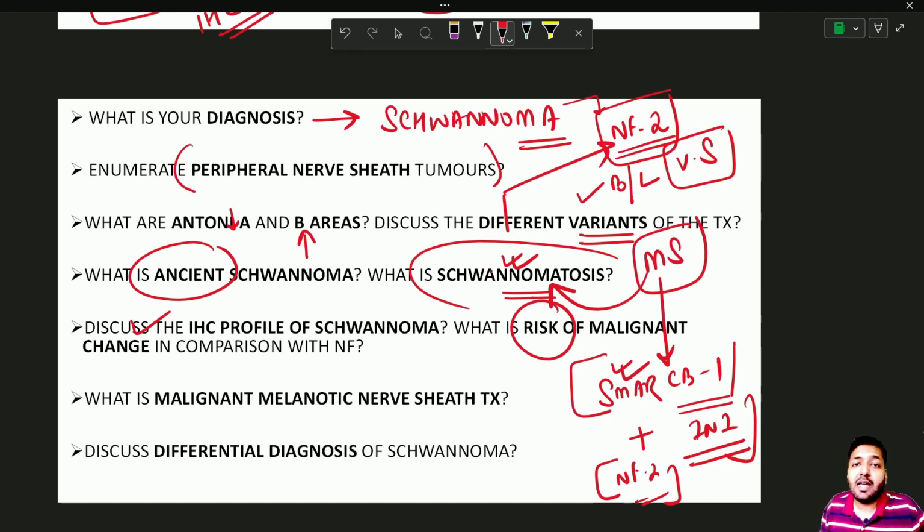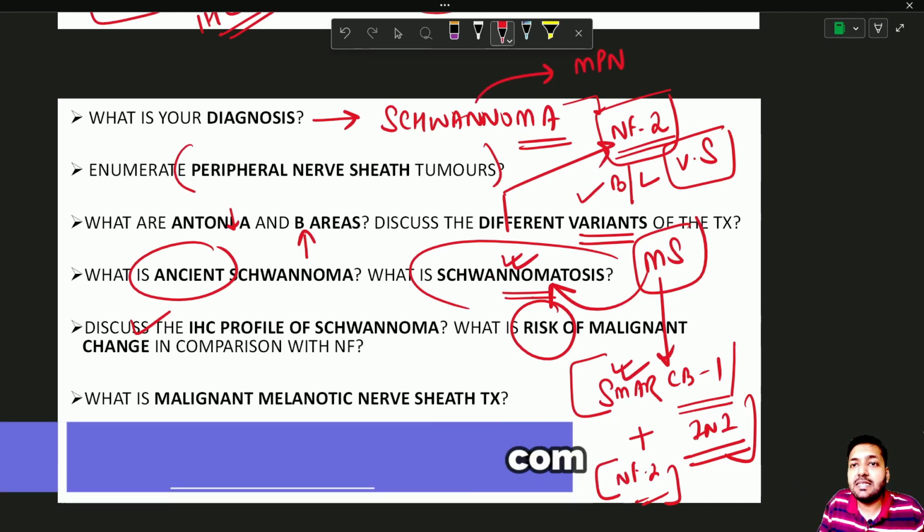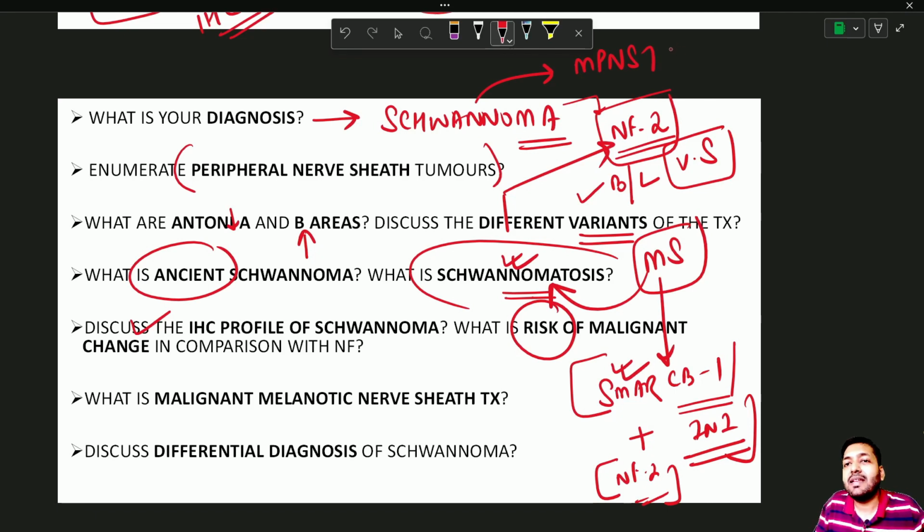And if the examiner asks you, if a schwannoma develops into an MPNST, then what is the type of MPNST that it is developing into? It is developing most importantly into the epithelioid variety of MPNST.